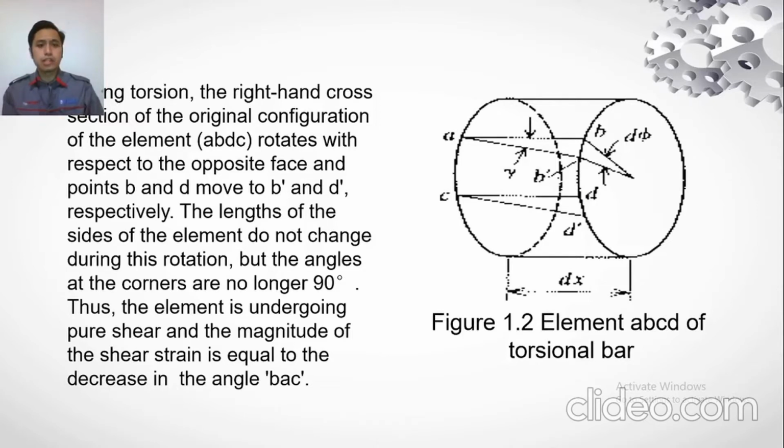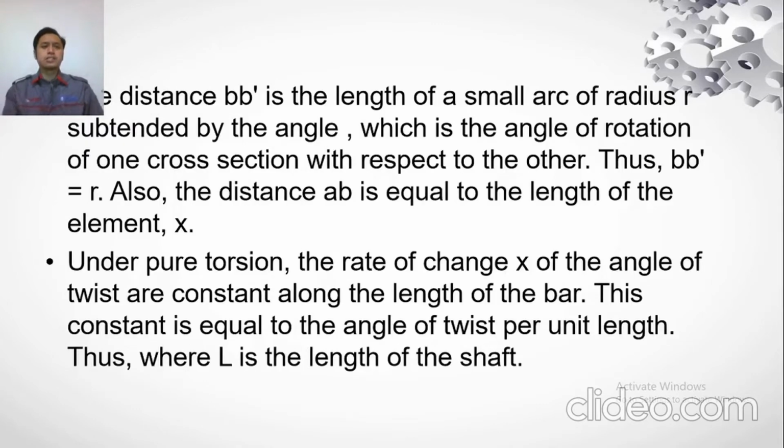During torsion, the right-hand cross-section of the original configuration of the element ABDC rotates with respect to the opposite face, and points B and D move to B' and D' respectively. The length of the sides of the element do not change during this rotation, but the angles at the corners are no longer 90 degrees. Thus, the element is undergoing pure shear, and the magnitude of the shear strain is equal to the decrease in the angle BAC. Next, the distance BB' is the length of a small arc of radius r subtended by the angle, which is the angle of rotation of one cross-section with respect to the other.